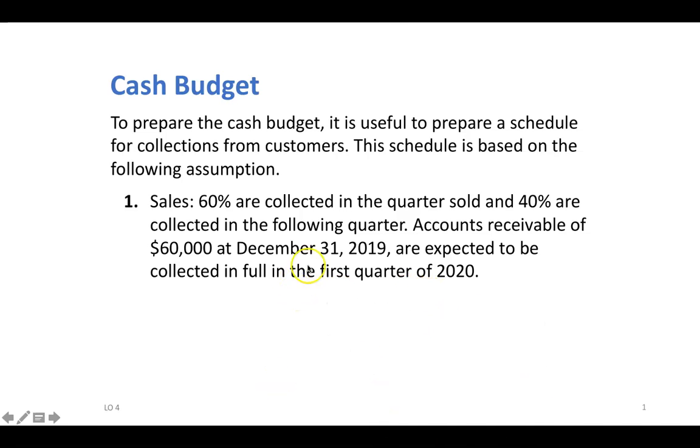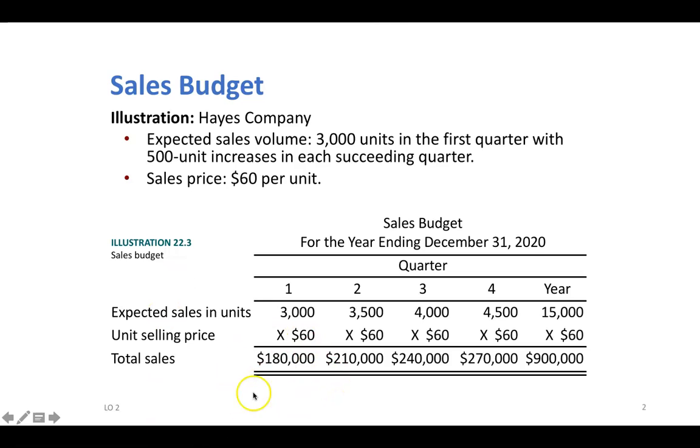Now, at the beginning of the year, 1/1/2020, we had some customers that hadn't paid us last year in the amount of $60,000 that we're going to collect in January of 2020, in the first quarter of 2020. So based on the 60 and 40% pattern, we're going to put together a schedule showing how much of the 180,000 we sold in Q1 is collected in cash in Q1 and how much of it in Q2. The same for 210,000, 240,000, and 270,000.